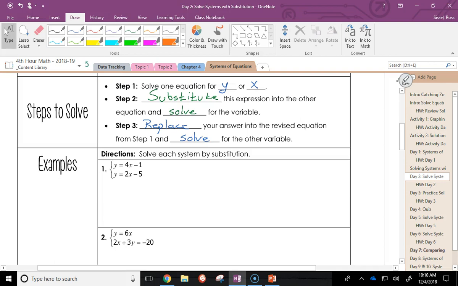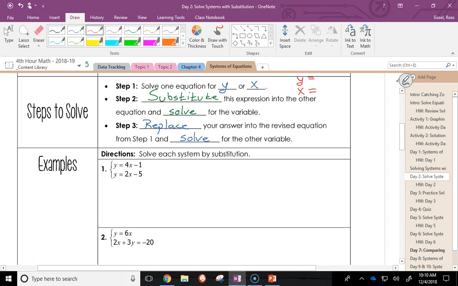So, if I look at step 1, solve one of the equations. Do I really have to do any work on this? Do I have to do any work for step 1? No. They've already solved for y. I love those. I have to do no work at all. So step 1 means I either want it to say y equals, or I want it to say x equals. Only one y, only one x. They've done this on number 1. So I'm going to use either one. Which one do we want to use? Do I want to use 4x minus 1 or 2x minus 5? There is no wrong answer.